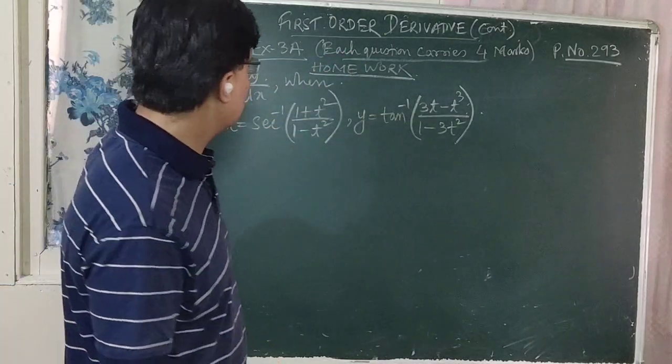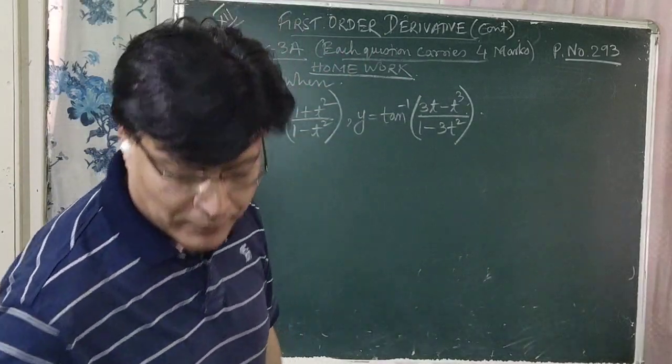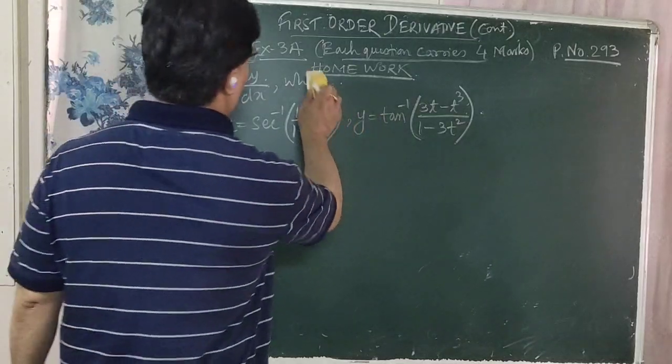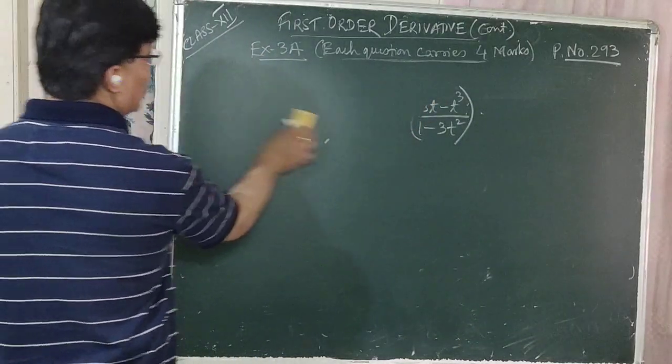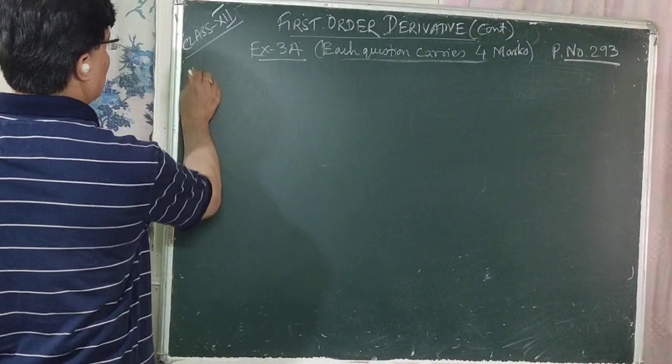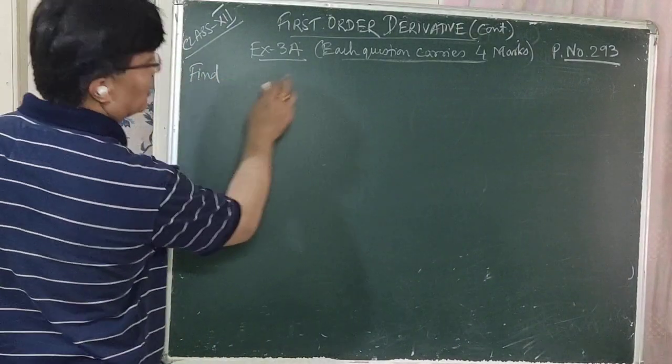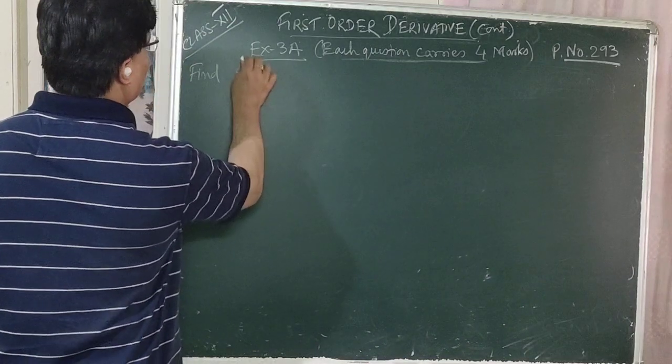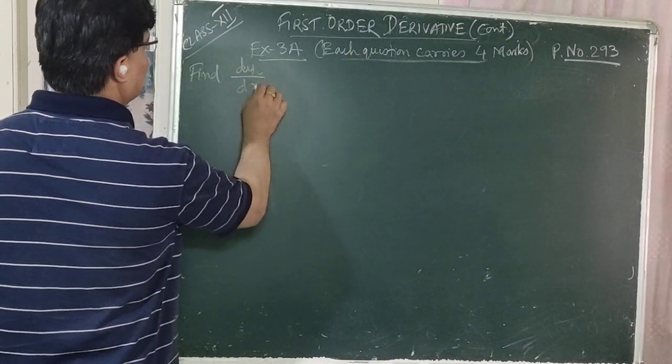Each question carries 4 marks. So each question carries 4 marks out here. So now we will do find dy by dx. Each question carries 4 marks. That is page number 293. So find dy by dx.